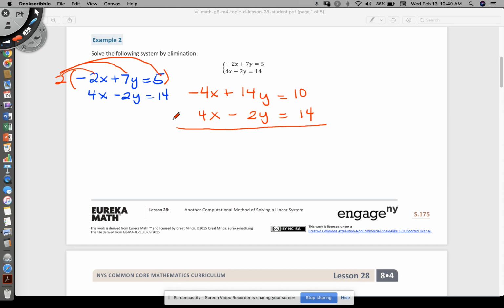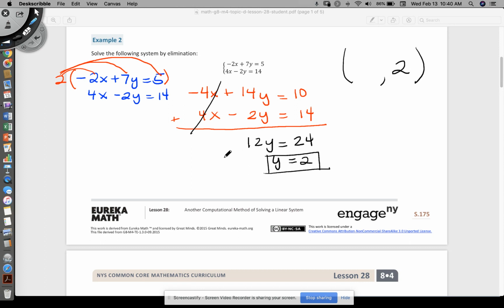All right, let's add these up, which I can tell right now, I got my cancel. 14 take away 2 is going to give me 12y. 10 plus 14 gives me 24. So my y equals 2. All right, so I got one part of my answer. Now I have to find the other part.